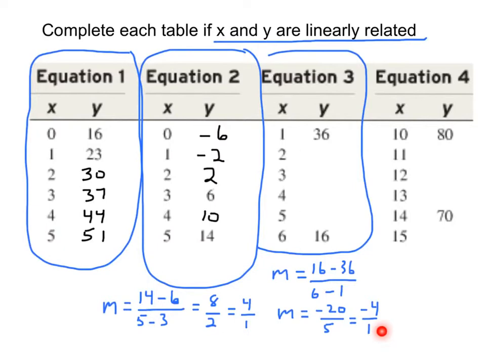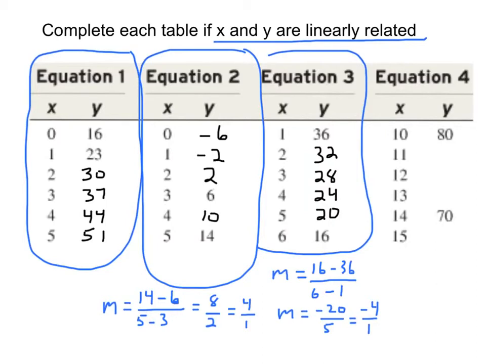So if we follow that pattern, every time the x goes up by 1 here, the y should go down by 4. So we'll do 36 minus 4, which would be 32, and then minus 4 again, which would be 28, and then minus 4 again, which would be 24, and then 20, and then minus 4 again would bring us to 16. So we know that's correct.